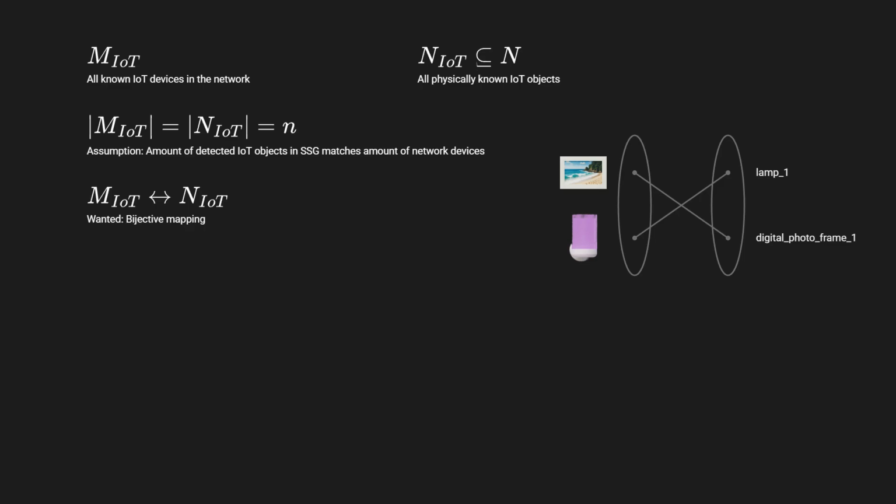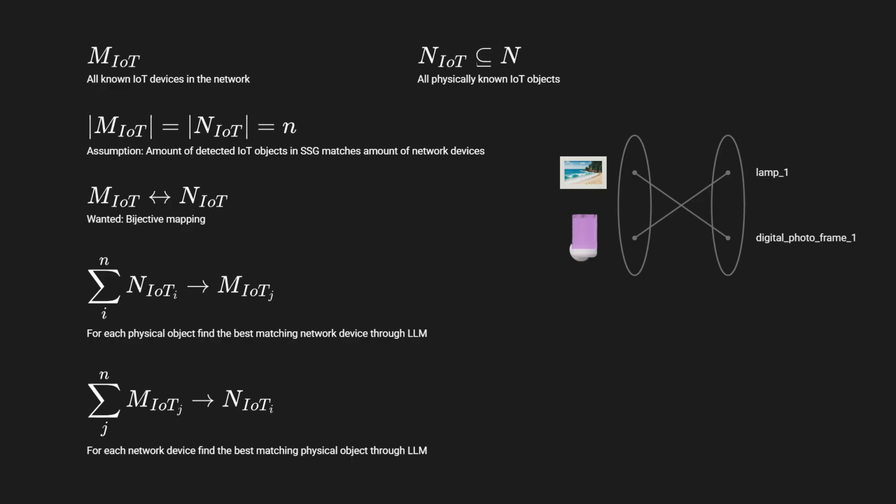We perform the mapping twice. We iterate over all network devices and ask a reasoning model to determine the best matching physical objects. We then do the same once more in the other direction. Afterwards, a final authoring step is required to receive the desired bijective mapping.